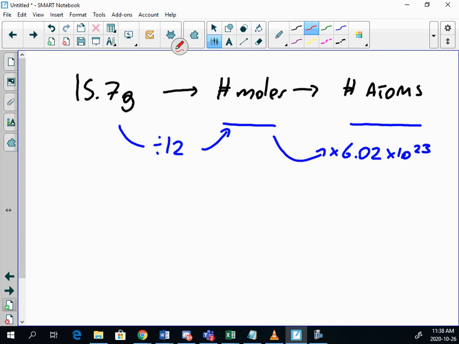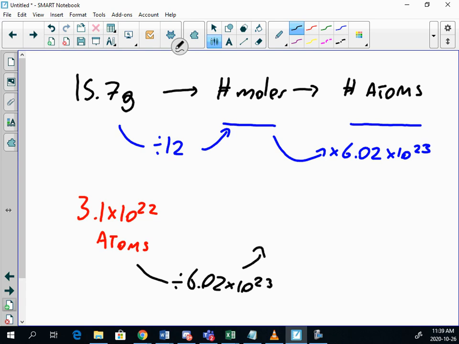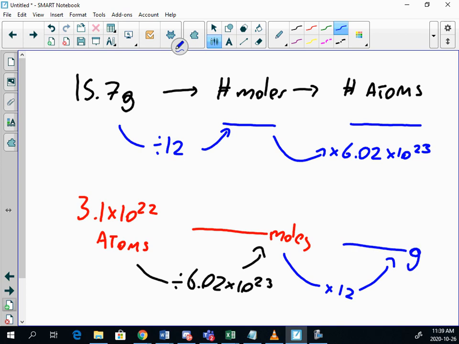The next question is very similar. Question 3. You want to know what is the mass of 3.1 times 10 to the 22 atoms of carbon-12. So we will do 3.1 times 10 to the 22 atoms. We will divide by 6.02 times 10 to the 23. And that'll give us some number of moles. And then we will multiply by 12, and that'll get us some number of grams. So I'd love it if you did that calculation.